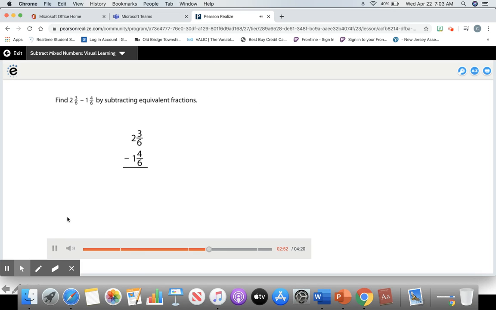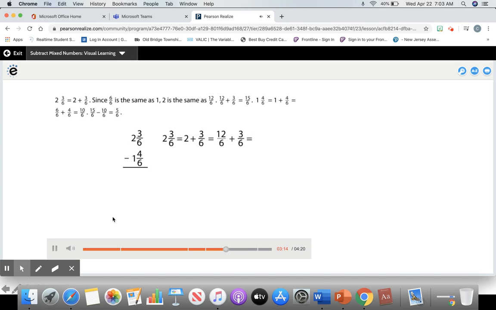Find 2 and 3/6 minus 1 and 4/6 by subtracting equivalent fractions. 2 and 3/6 equals 2 plus 3/6. Since 6/6 is the same as 1, 2 is the same as 12/6. 12/6 plus 3/6 equals 15/6. 1 and 4/6 equals 1 plus 4/6, which equals 6/6 plus 4/6, which equals 10/6.